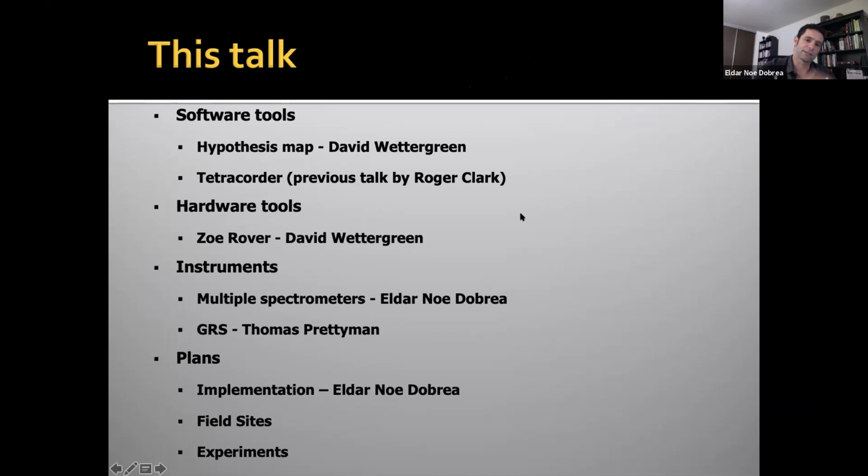So throughout this talk, this was just the introduction, we're going to talk about the software tools that are going to be used on the rover. This includes the hypothesis map, which David is going to talk about. It includes Such Recorder, which Roger has talked about. It includes hardware tools, which again is the Zoe rover. Both the hypothesis map and the Zoe rover are going to be talked about in sequence by David. And then we're going to talk a little bit about the instruments. Tom Prettyman is going to talk about the GRS he's developed. And then I'm going to talk a little bit about the implementation, the field sites, and how these experiments will be performed. Next, please.